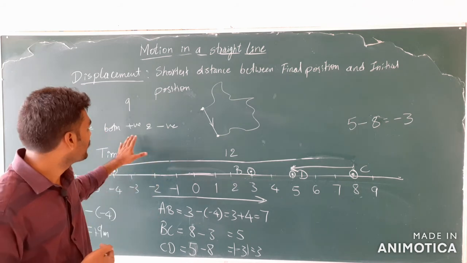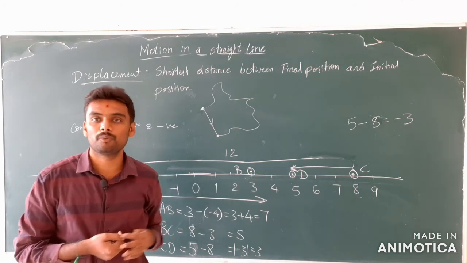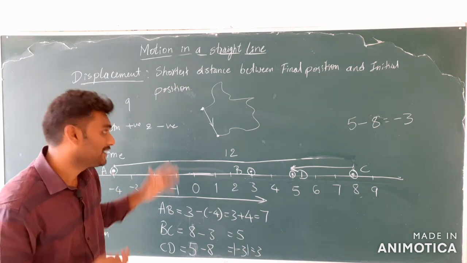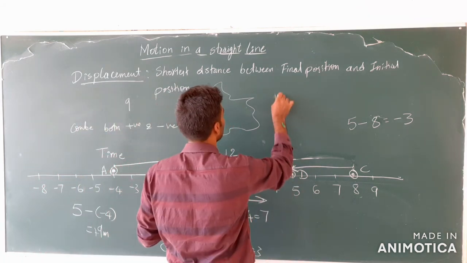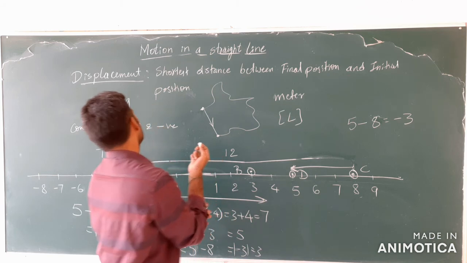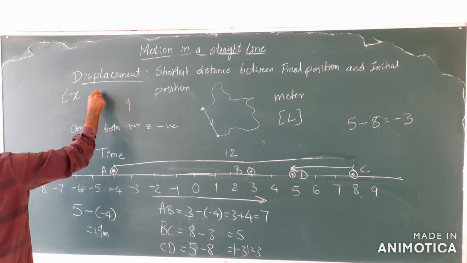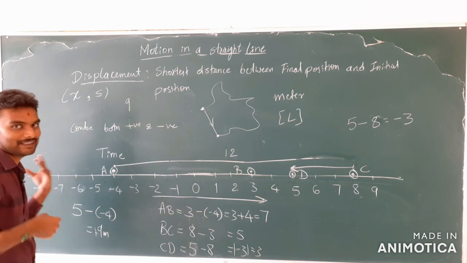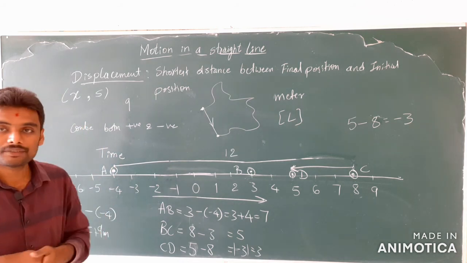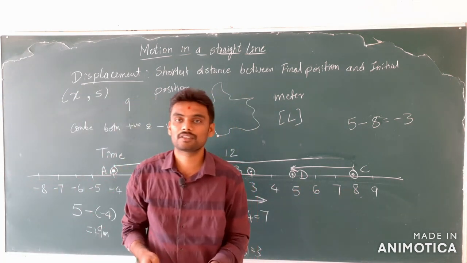So displacement can be both positive and negative, and hence the negative displacement shows the motion of the body in the opposite direction of the coordinate system. So yes, that's it about displacement. Displacement also has the same unit, meter, and same dimension, length. And we represent displacement using, in some references they put x, in some references they put s. Both x and s are used to represent displacement. Clear with this?